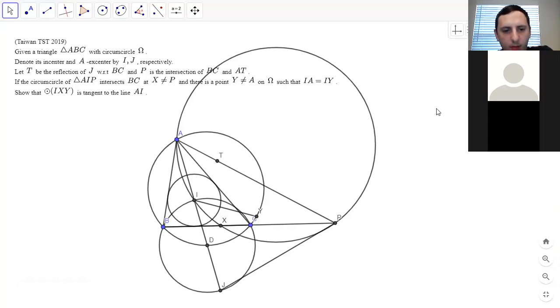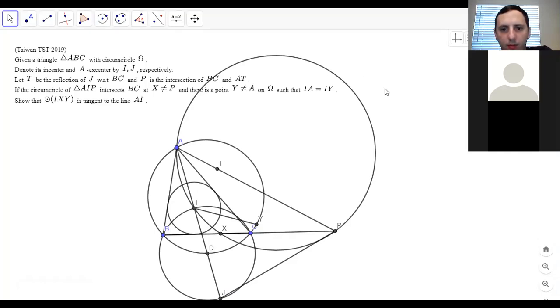So let's see, what's the best way to show, if we want to show the circumcircle by XY's tangent, J must be in place of D. I'm not sure what that means.